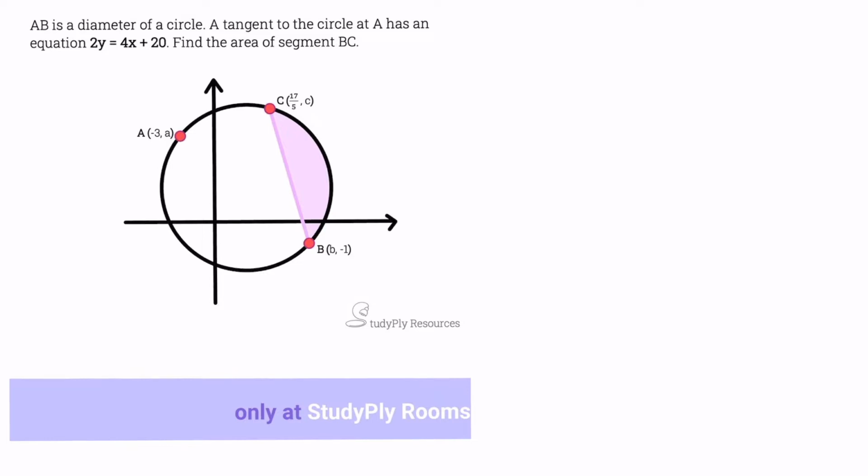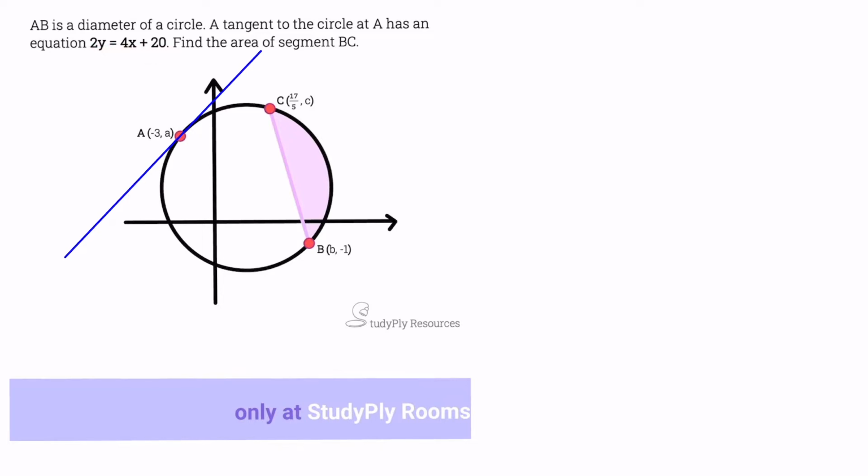So let's crack on. Now the goal is to find the area of this sector here, then find the area of this triangle here, subtract the triangle from the sector to get the final area of the segment. So let's begin. A tangent, which is just a line that touches the circle at one point and is perpendicular to the radius, has this equation.